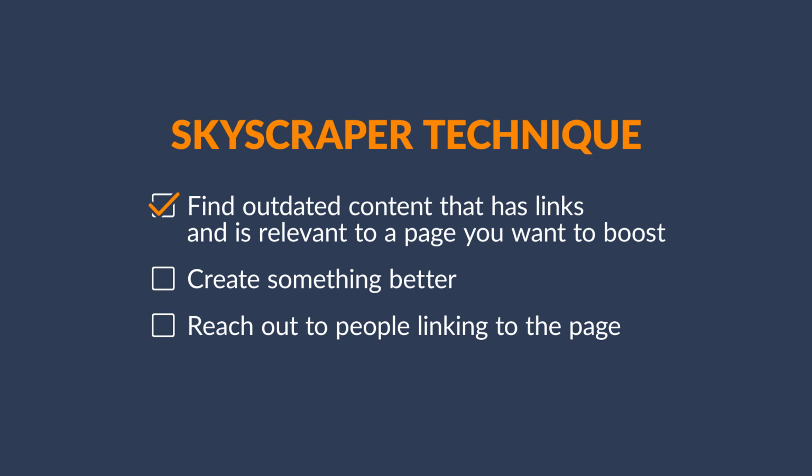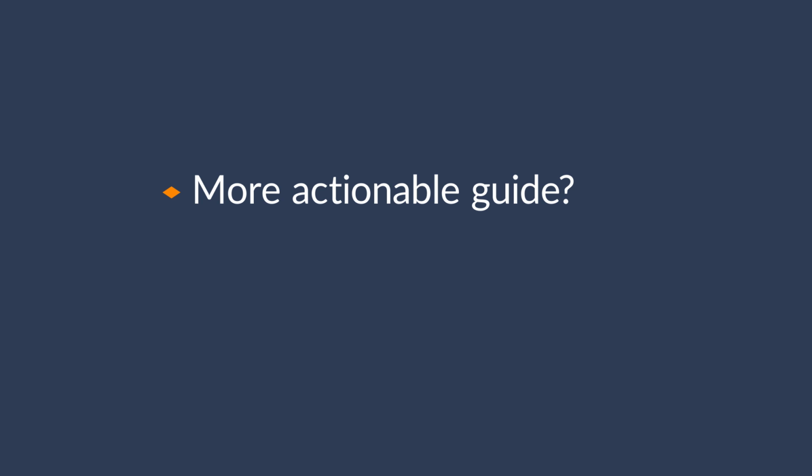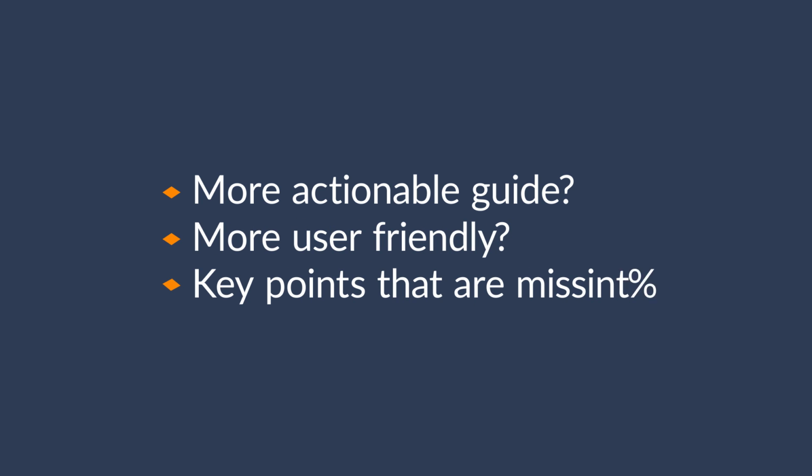The next thing you need to do is create a piece that's better. Now, better doesn't mean that you should go and double the word count at a whopping 400 words or a post with 51 recipes over their 50. What you want to do at this stage is analyze the page and find points of weakness. Can you create a more actionable guide? Can you make it more user-friendly? Are there key points that are missing? Whatever better is to you and your industry, do it.